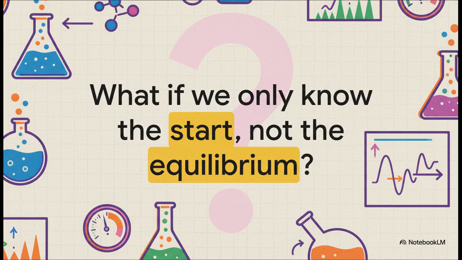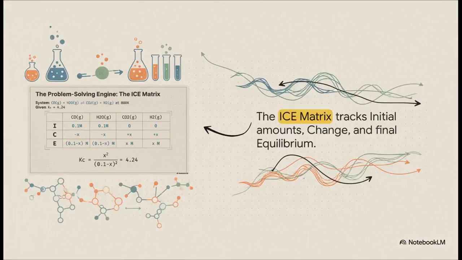So that was pretty straightforward. But chemistry isn't always so nice to us, is it? What happens in a more realistic situation where we only know what we started with and we have to figure out the final equilibrium concentrations all by ourselves? To solve this kind of problem, we use a simple but really powerful tool called an ICE matrix. It helps us keep everything organized. ICE stands for initial concentrations, the change as the reaction happens, and the final equilibrium state.